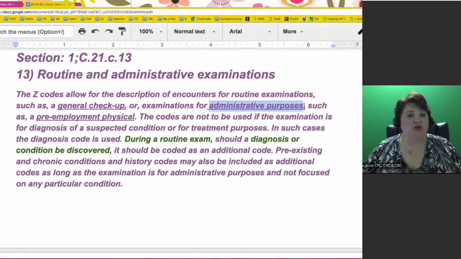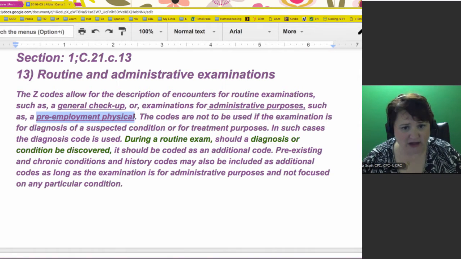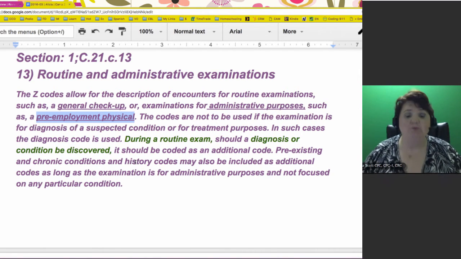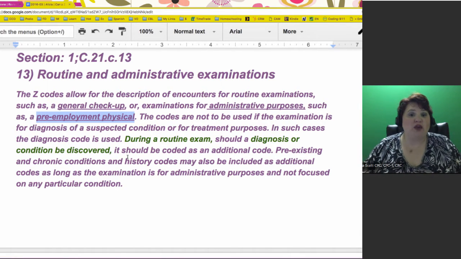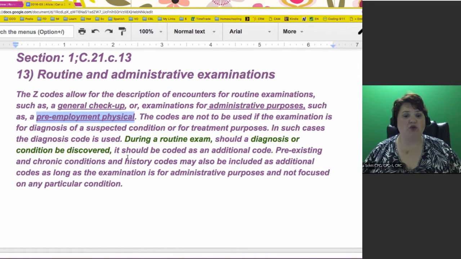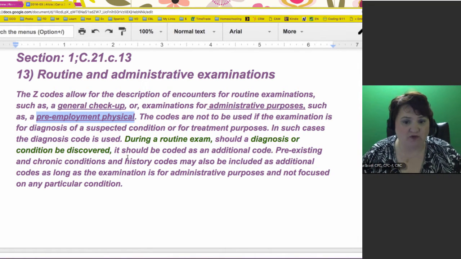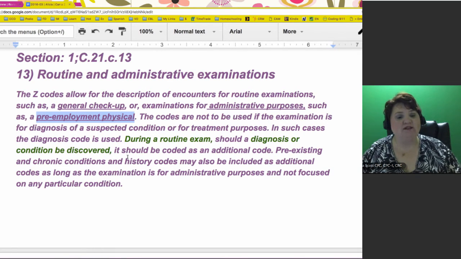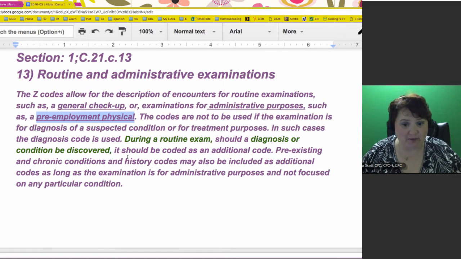All right, so when you go in for a pre-employment physical, they don't expect to find that you have diabetes or hypertension. So it would be without any abnormal findings, or if they go in and they say, hey, you've got hypertension, then you know, that would be with abnormal findings. But this is a code that you are going to use if that happens in such cases where a diagnosis is found during a routine exam.